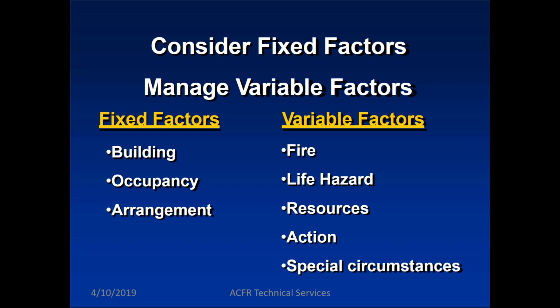What's the location of the fire? What's the size of the fire? What type of fire is it? What's the life hazard? What are the resources we have available? What are the actions that we're taking, and any special circumstances? These are variable factors that are going to lead to the successful completion and mitigation of this incident, or if we don't manage these in the right direction, it could cause further disruption and poor management of this incident.